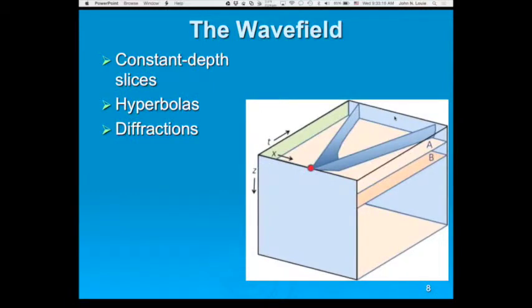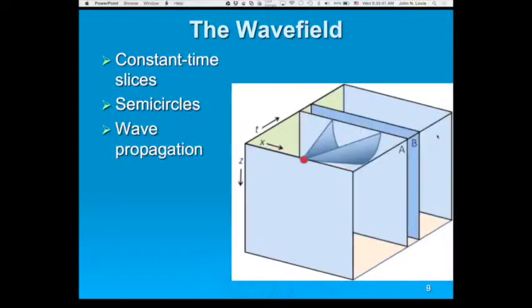Now, just another way of looking at that wave field. Here's the same cone, but now we look at it as slices at constant depth, and at all time. And you know what those look like? Those are various kinds of hyperbolas, and we know those as diffractions. So just a very simple setup to our problem here. And we can make constant time slices as well.